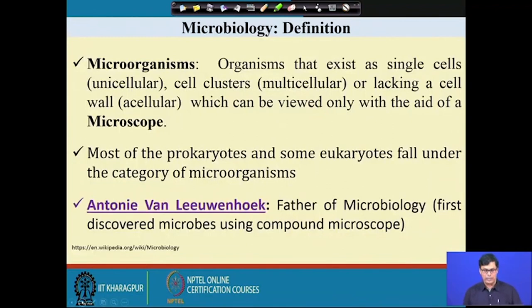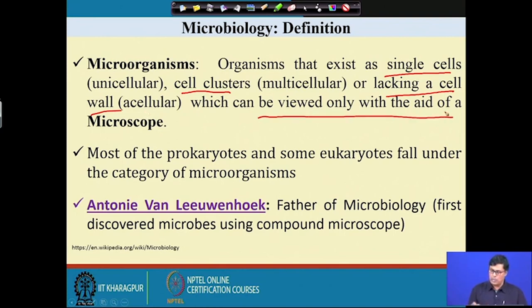Now, if you look at the definition of microorganisms, they exist as single cells, what we call unicellular, and they can also be available in cluster form, as well as single cells. Some also lack a cell wall, and these are called acellular, because there are different types of cells and organisms available. As I mentioned, they can be viewed only with the aid of a microscope.